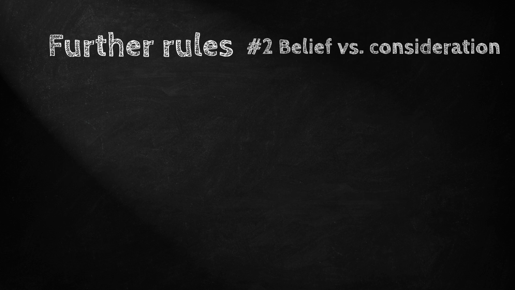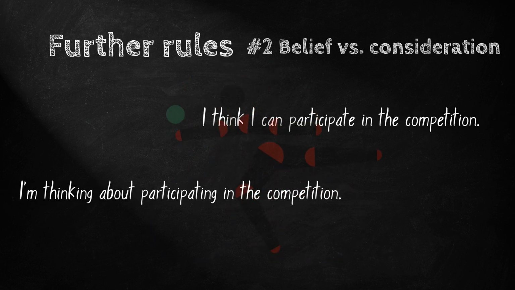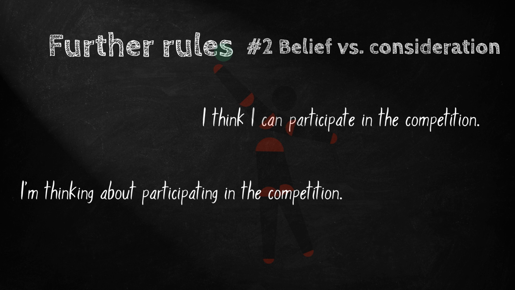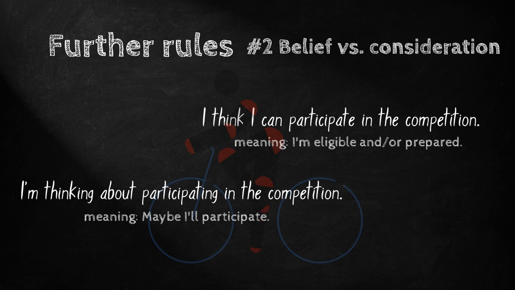A second additional rule involves the word think. Consider the following. I think I can participate in the competition. I am thinking about participating in the competition. The first is the speaker's belief or opinion that he is eligible or prepared for competition. The second is the speaker considering his options of whether or not to participate.